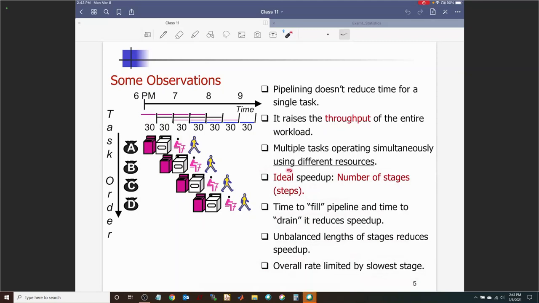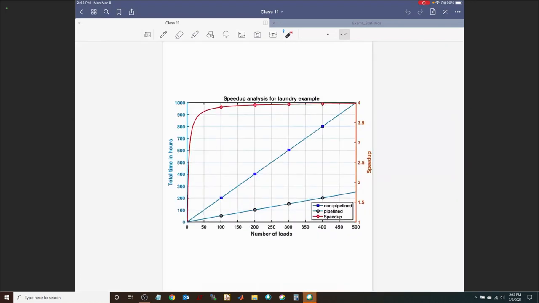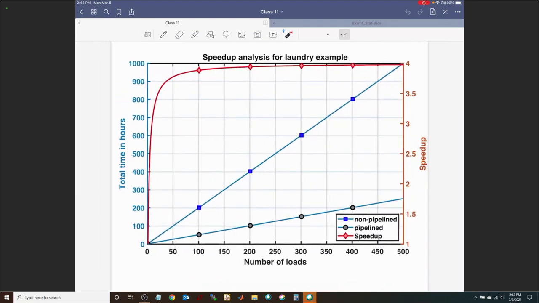Let's now talk a little bit about this speed up. I claimed that the speed up is equal to the number of stages. So for our example, it should be 4. Let's try to see where that is coming from with a speed up analysis that I did in MATLAB, just to demonstrate that number 4.